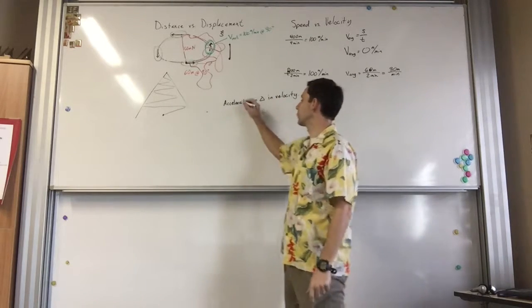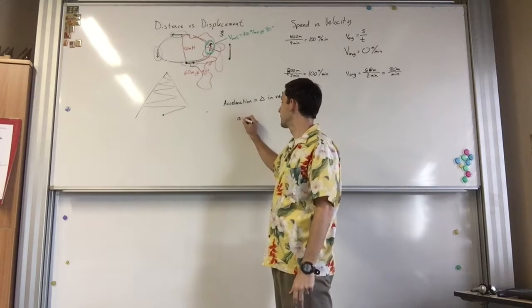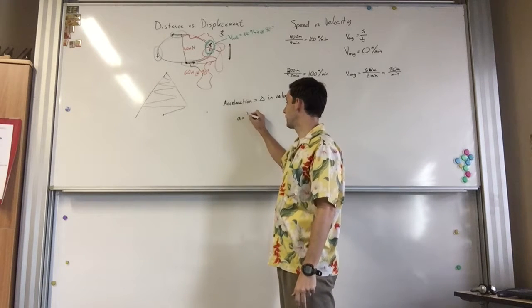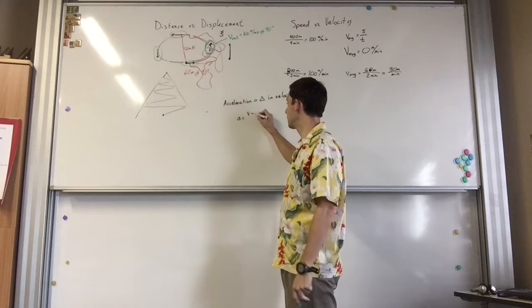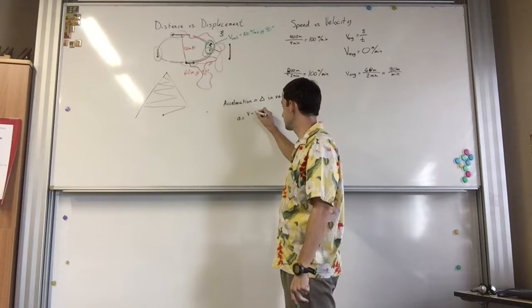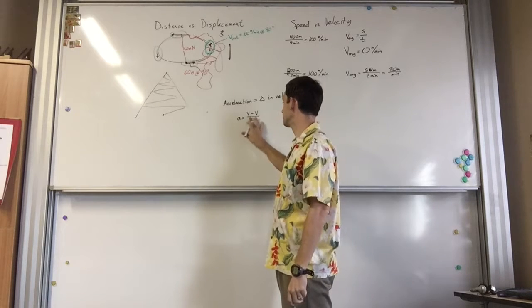So for now, we're going to say acceleration or average acceleration is going to be your final velocity minus your initial velocity, or the change in velocity, whatever you want to say. So final velocity minus initial velocity divided by time.